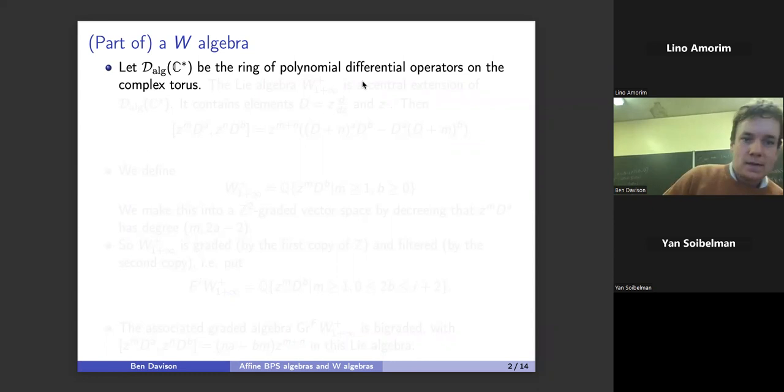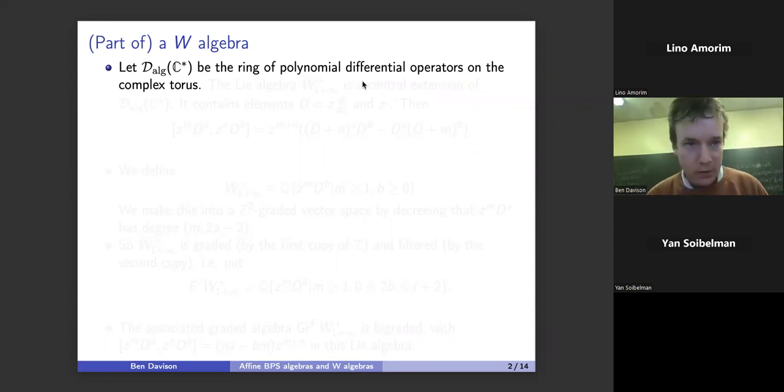So in this first slide, let me introduce a half of a certain W algebra. So we start off by considering the ring of polynomial differential operators on the complex torus. And although this has a product, we're just going to consider it as a Lie algebra. We take the commutator Lie bracket on this. So torus, you mean one-dimensional, just C star? Yeah, C star. Yeah.